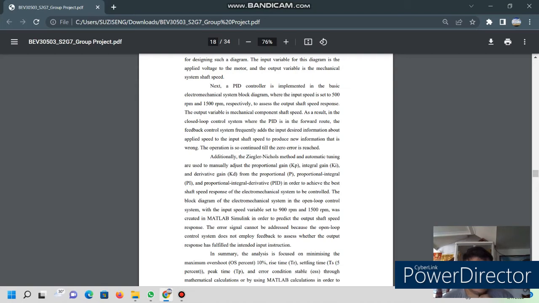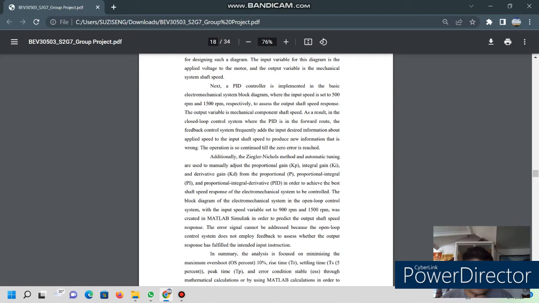The block diagram of the electromechanical system is also an open loop control system with the input speed variable set to 900, 1000, and 500 RPM in MATLAB Simulink. In order to predict the output shaft speed response, the error signal cannot be addressed because the open loop control system does not embody feedback to assess whether the output response has fulfilled the intended input instruction.